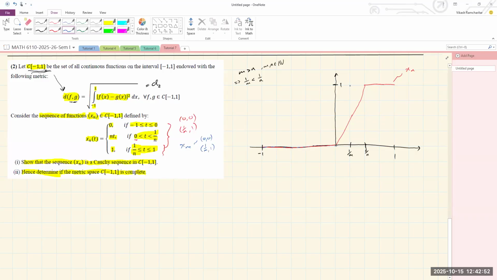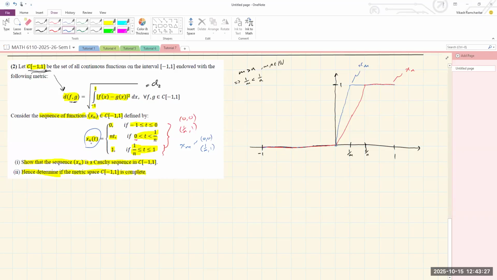You see that as the natural numbers increase, the slope is getting steeper, and then it's constant at 1. So the slope is getting steeper. This guy here is xm for m bigger than n. We could take, without loss of generality, m bigger than n. These are just two arbitrary terms in this sequence of functions.